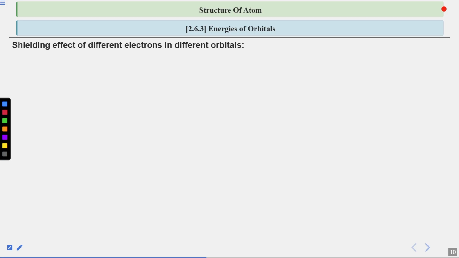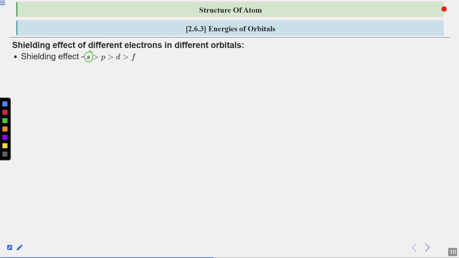Now, this shielding effect is different for different electrons in different orbitals. What is the meaning of this? Suppose the electron which is shielding your outermost electron is present in the s orbital. In that case, you would say that the s orbital will show the maximum shielding effect. So remember it, the electron that is present in the s orbital will have the maximum shielding effect. Then comes your p orbital, and then comes your d, and lastly comes your f.